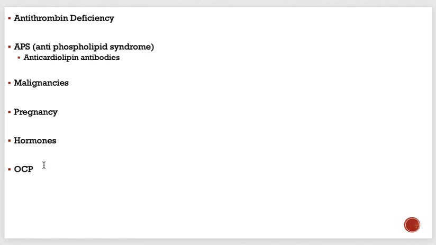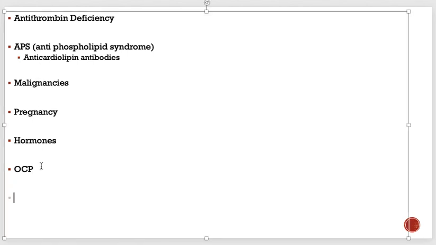And there are many acquired causes. I told you: malignancies, pregnancy, hormones, OCPs, and very important, collagen vascular disorders, or collagen diseases, like systemic lupus erythematosus. Heparin induced thrombocytopenia is again one of them. Also liver diseases or kidney diseases, kidney more in this case, because when kidney disease is there we can lose a lot of protein C and protein S, and the patient can go into a hypercoagulable state.